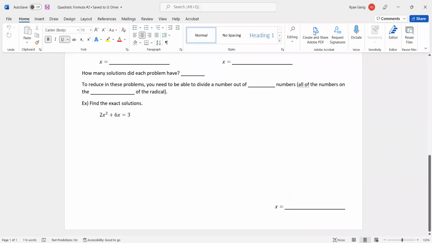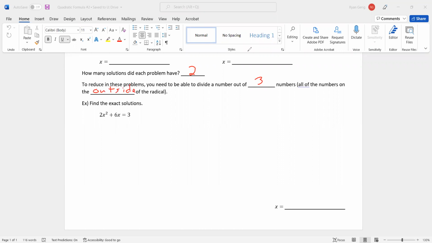All right. Little summary here. How many solutions did each problem have? There were 2. Is that always going to be the case? No. But with this example, I just wanted you to see that plus or minus means you have 2 solutions. And then reiterate this, to reduce in these problems, you need to be able to divide a number out of all 3 numbers, or all of the numbers on the outside of the radical.